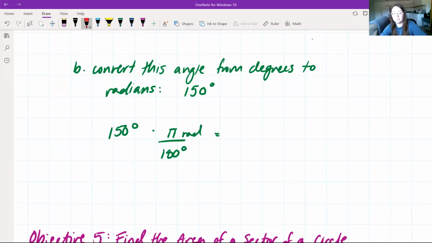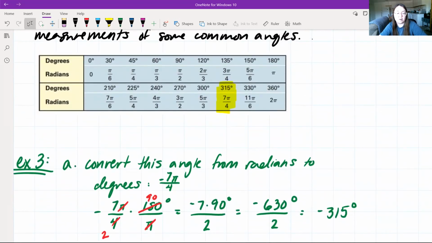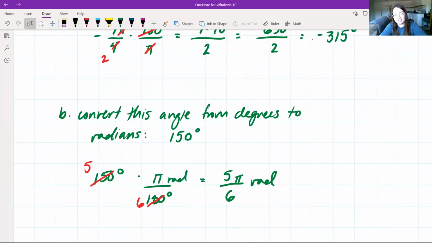So we can simplify it quite a bit. 150 and 180 are both going to be divisible by 30. So if we divide each side by 30, then this is going to end up giving us 5 and 6. So this is going to end up giving us 5 pi divided by 6 radians, which then we can go ahead and confirm in our table. So we see 150 degrees is 5 pi divided by 6. So we know our answer there is correct.